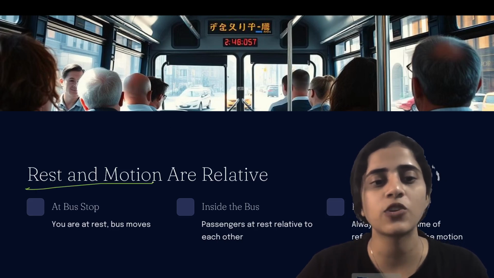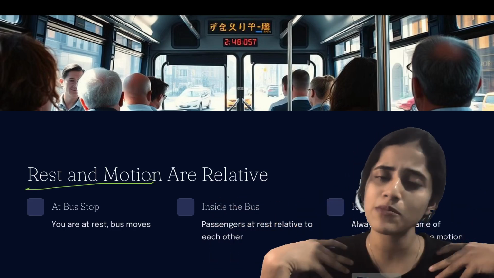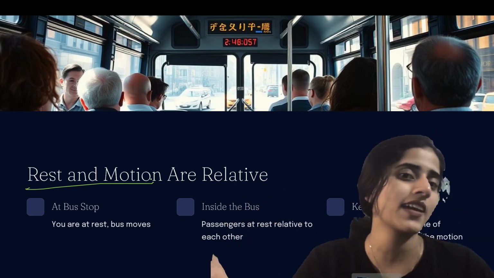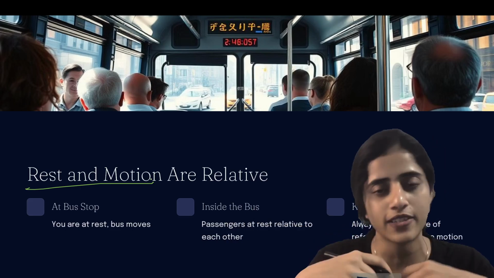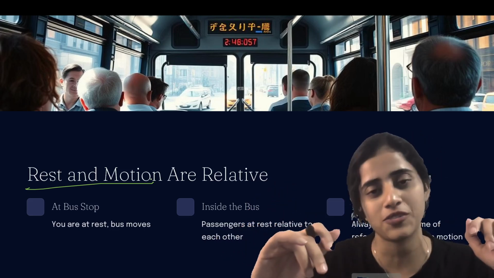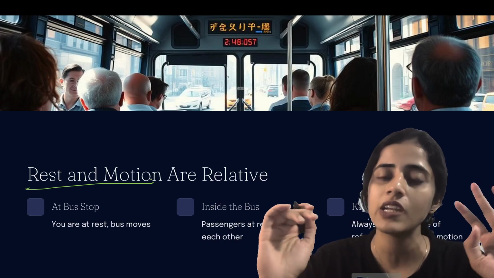Next two terms that we're going to learn are rest and motion. So what is rest? I am sitting. So I am at rest. You might be sitting and watching, or you might be lying down on bed and watching. So you are also at rest. Now, if you're walking and watching on your phone, you are in motion. Simple, right? Rest is when you're not moving. Motion is when you are moving.